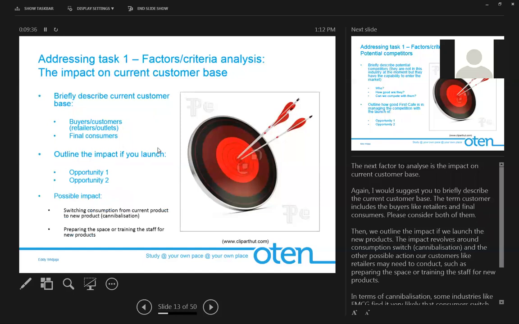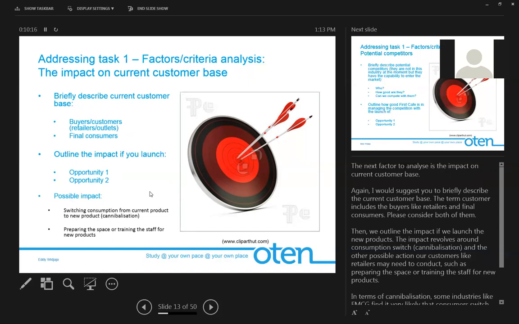And impact on current customer base. You could briefly describe the current customer base. You can refer to the scenario, where you'll be able to find a short description of the customer profile. You can also look at their final buyers as well. Now, in terms of impact, you need to outline what the impact would be if you launch the first new product or service ID, or the second new product or service ID, and outline the possible impact.